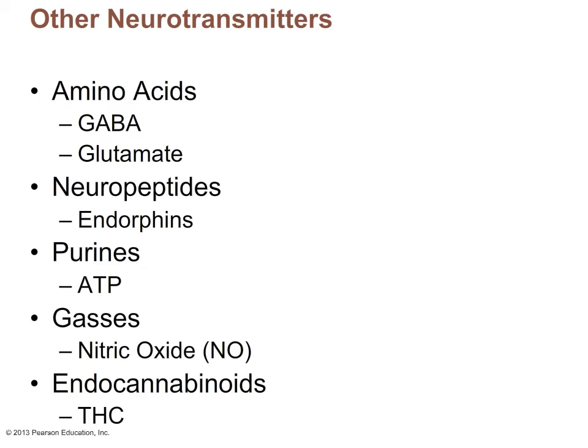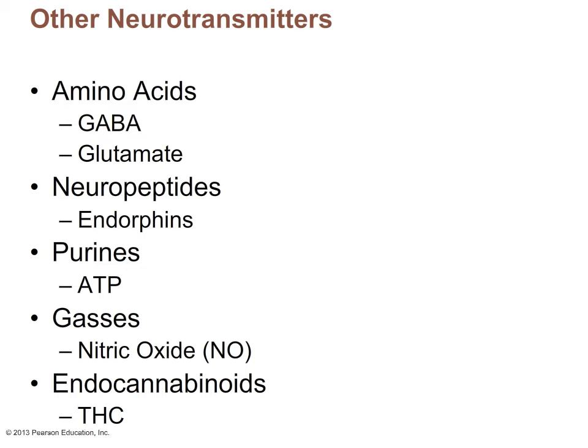Our next class of neurotransmitters are the purines, and purines are neurotransmitters that are based on the breakdown products of nucleic acids and nucleotides. For example, ATP, adenosine triphosphate, can actually act as a neurotransmitter. Finally, it's important to realize that even some things like gases can serve as neurotransmitters.